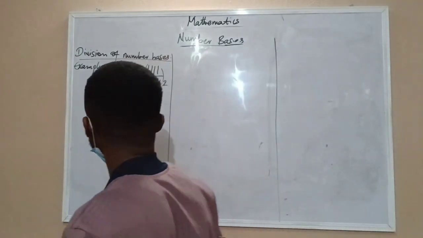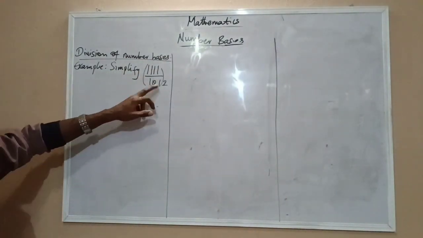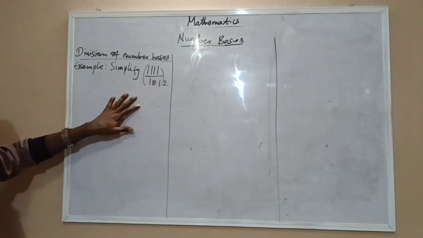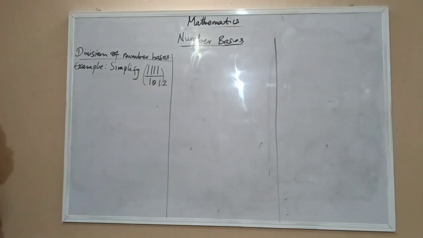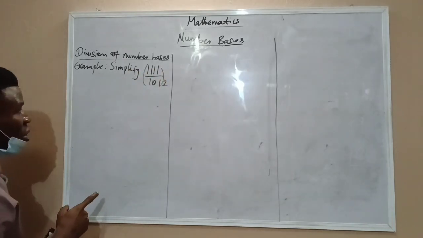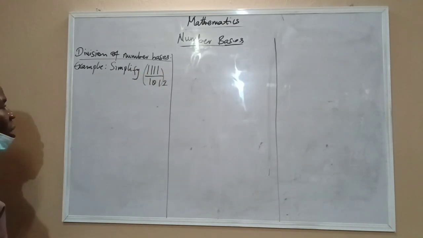If I can simplify, now this is it. I have to simplify this, just divide this by this, all in base 2. And then, from what I told you, we have to convert each of them to base 10. After converting to base 10, we now divide in base 10 and then convert it back to base 2.